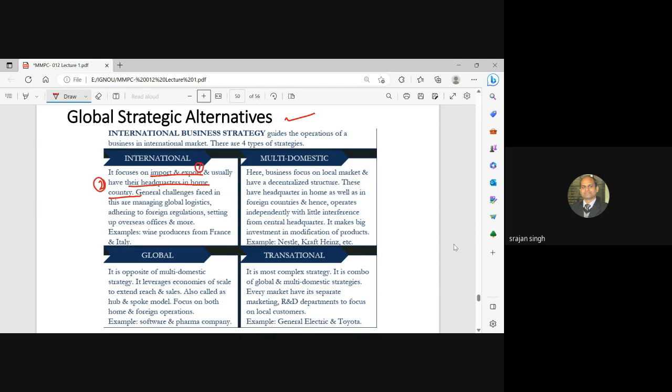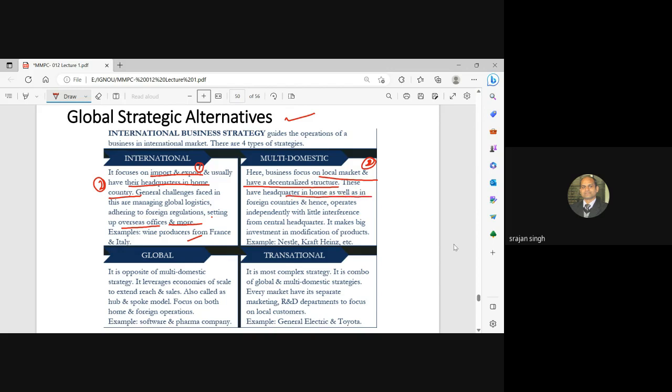General challenges faced in this are managing global logistics, adhering to foreign regulations, setting up overseas offices and more. For example, wine producers from France and Italy. Next is multi-domestic. Here the business focuses on the local market and has a decentralized structure. The thing to remember is that the business focuses on the local market and has a decentralized structure. These have headquarters in the home as well as in foreign countries.